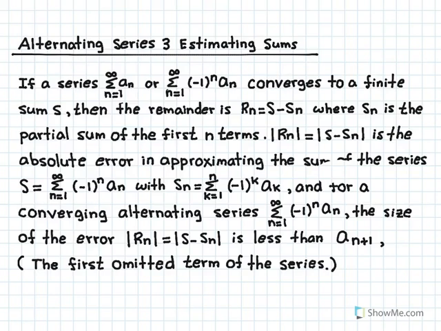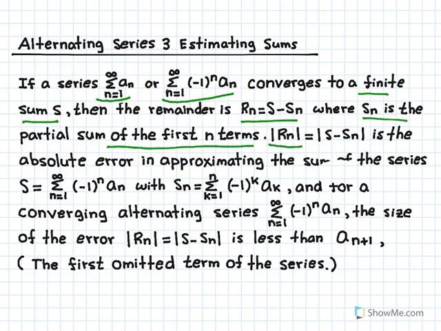In this video, we're going to look at estimating sums of alternating series. If a series, summation n equals 1 to infinity a_n, or summation n equals 1 to infinity (-1)^n times a_n, converges to a finite sum S, then the remainder R_n is equal to S minus S_n, where S_n is the partial sum of the first n terms. The absolute value of R_n is equal to the absolute value of S minus S_n. This is the absolute error in approximating the sum of the series.